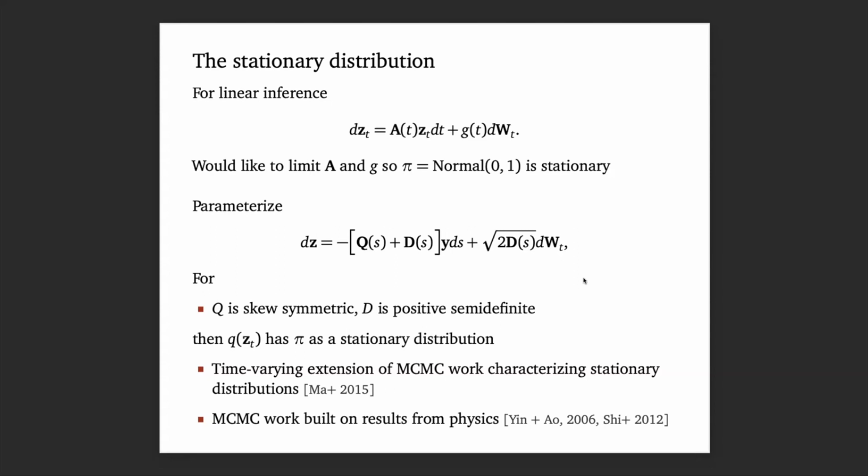Okay. And to sort of see where this comes from, you want a time varying extension of what's in Markov chain Monte Carlo. And these results in Markov chain Monte Carlo really come from physics a while before that.